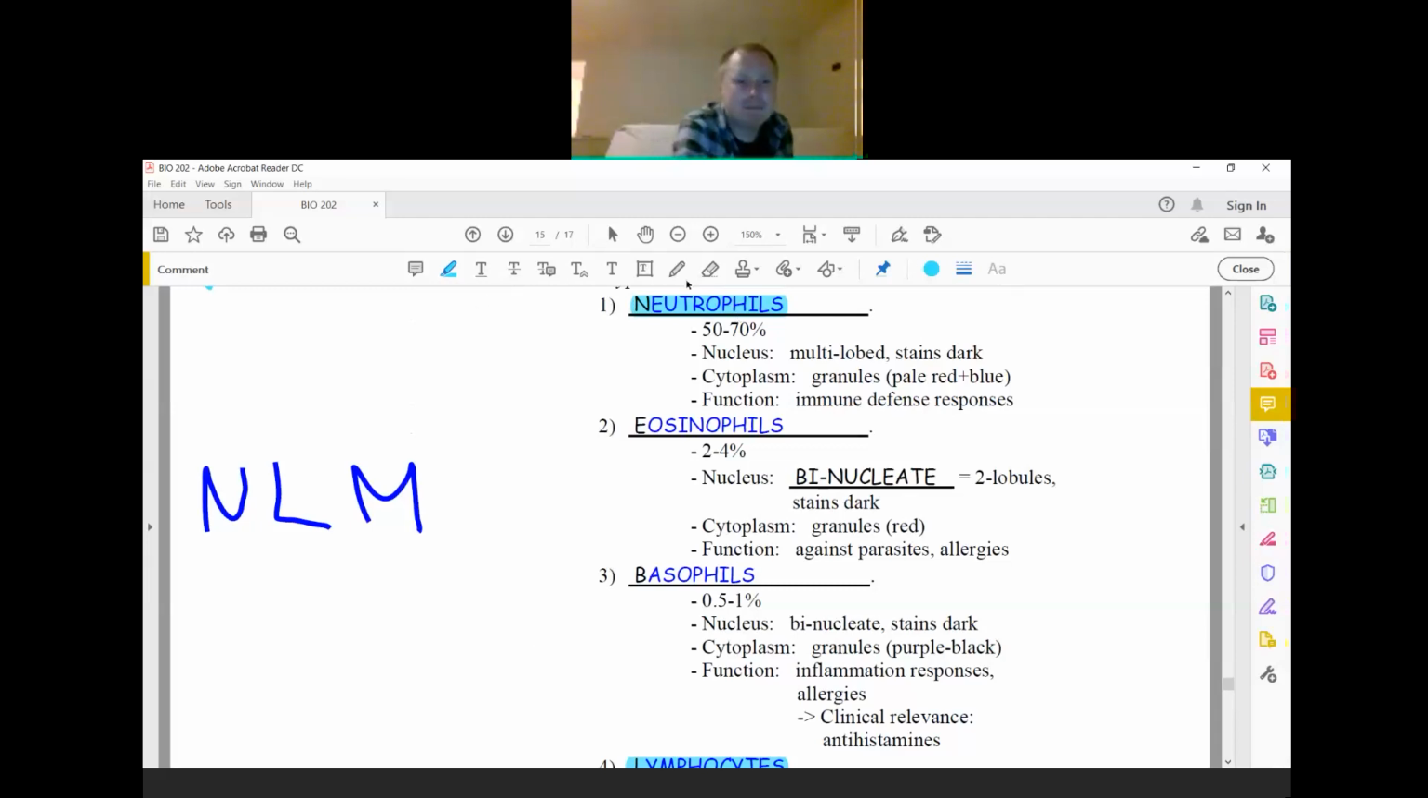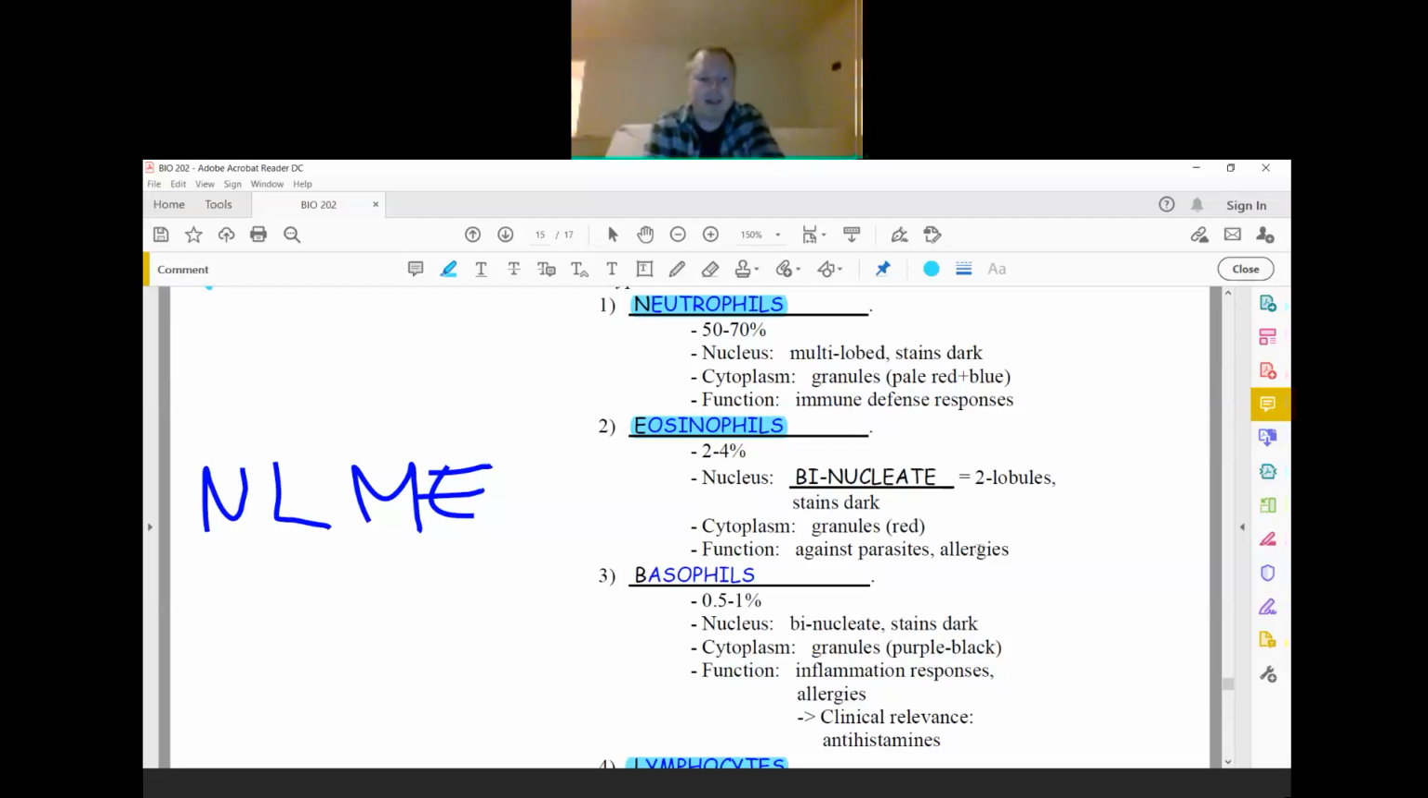The fourth most common type of white blood cell is going to be eosinophils. Eosinophils, about 2 to 4% of all the white blood cells. They do actually have two lobes of a nucleus, so it's called binucleate, and they do have those granules in the cytoplasm. What they do, they are involved especially in allergic reactions and act against parasites.